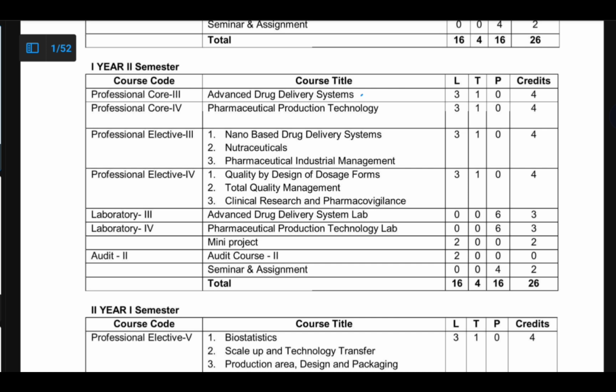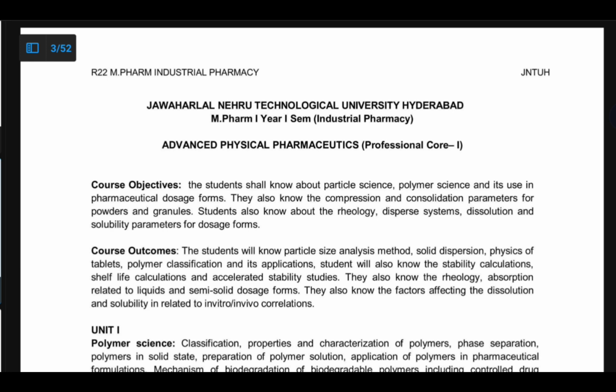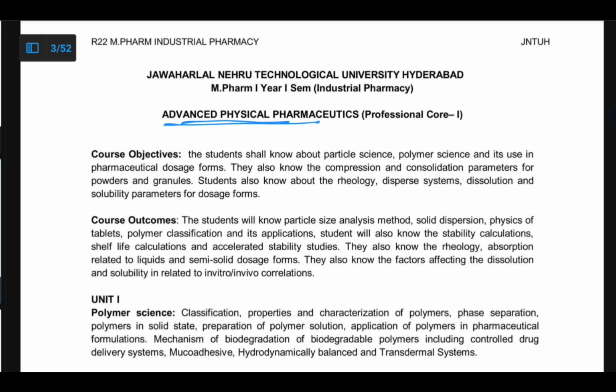In the next, we have advanced drug delivery systems, pharmaceutical production technology, nano based drug delivery systems, nutraceuticals, pharmaceutical industrial management, quality by design of the dosage forms, quality management, clinical research and pharmacovigilance, and advanced drug delivery systems lab, and pharmaceutical production technology lab. And then in the third semester we have biostatistics, scale up and technology transfer, production area design and packing development. Coming to the first subject, that is advanced physical pharmaceutics.